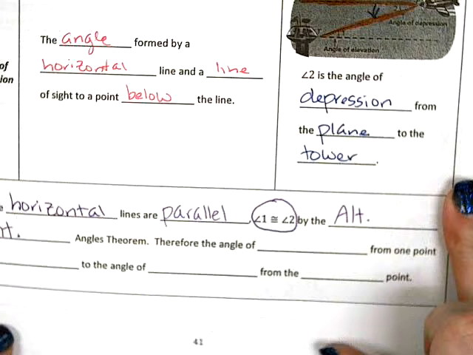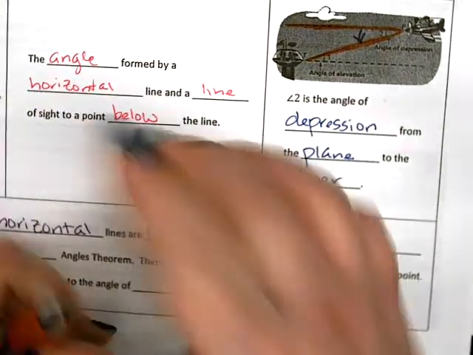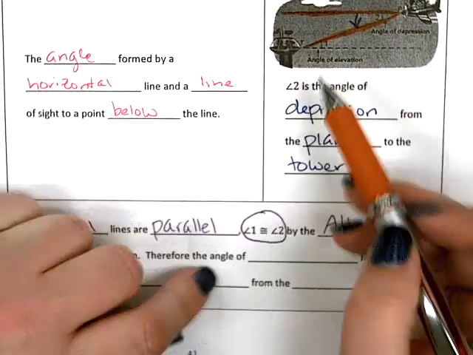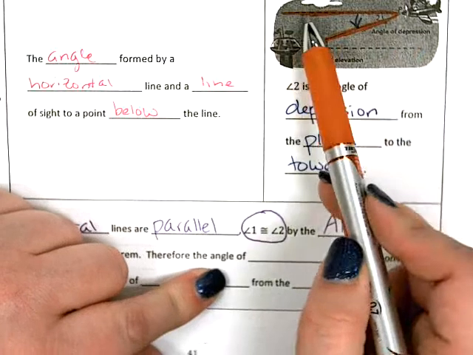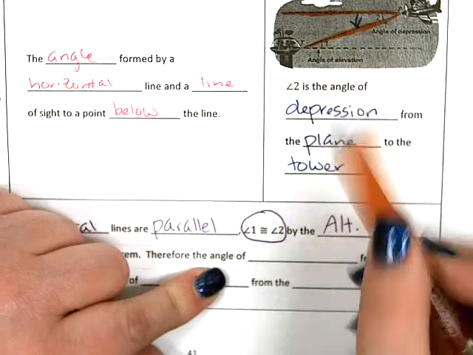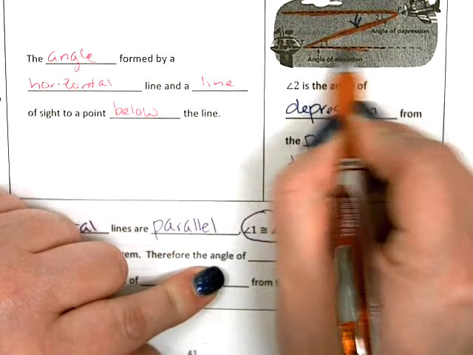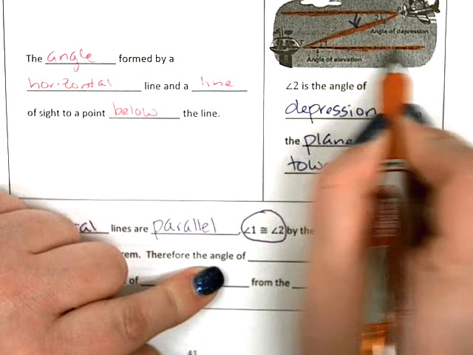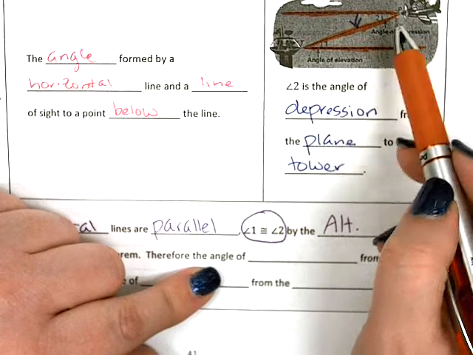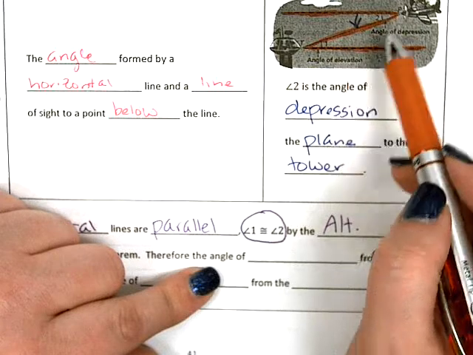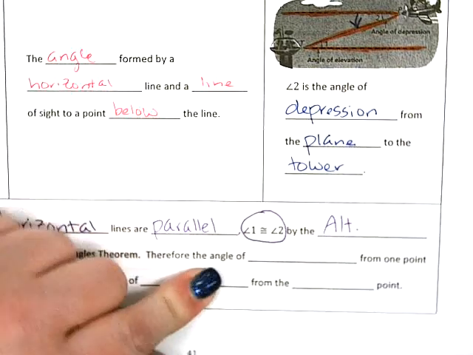If we take a look at that picture, even if we just look at the second one, here's the course that the plane is flying. That's a horizontal line. Here's the horizontal line straight out from the tower, and the line between them is your transversal. So it's pretty clear that angle 1 and angle 2 would be congruent to each other.